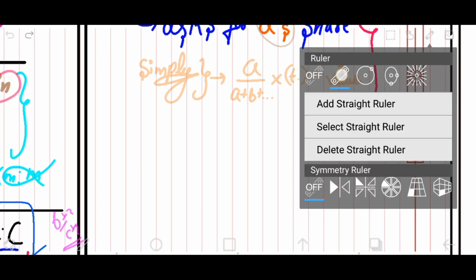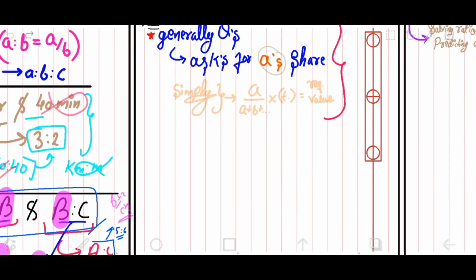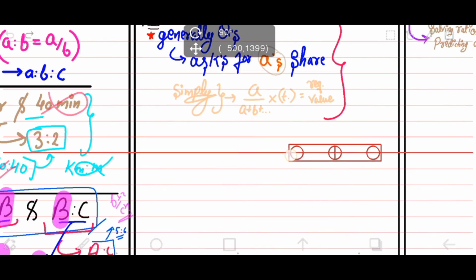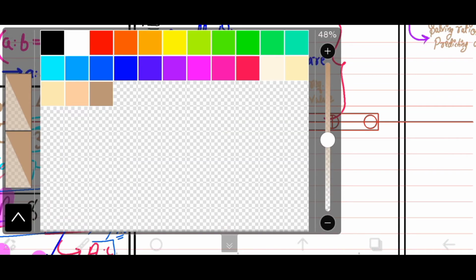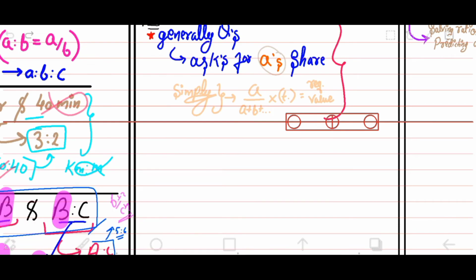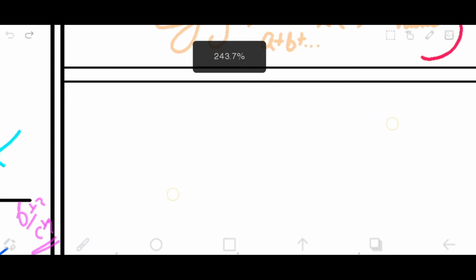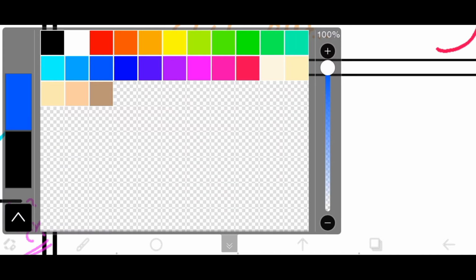Just add a ruler. Just a second. Yeah, sure. That's cool. And let's take an example with that.